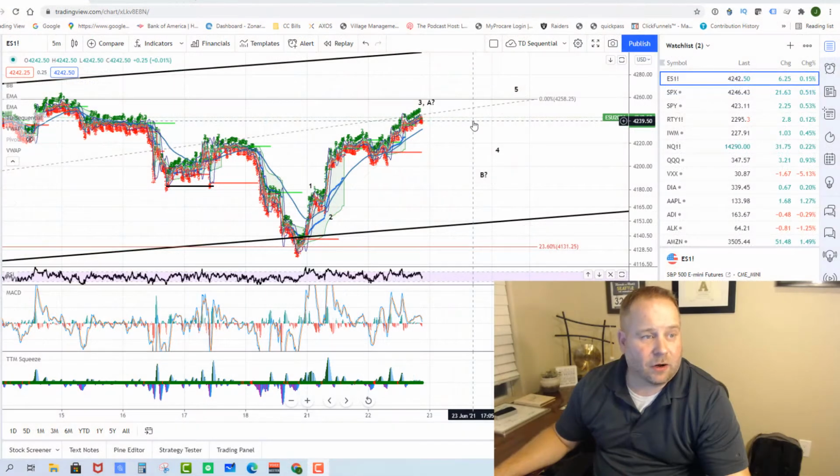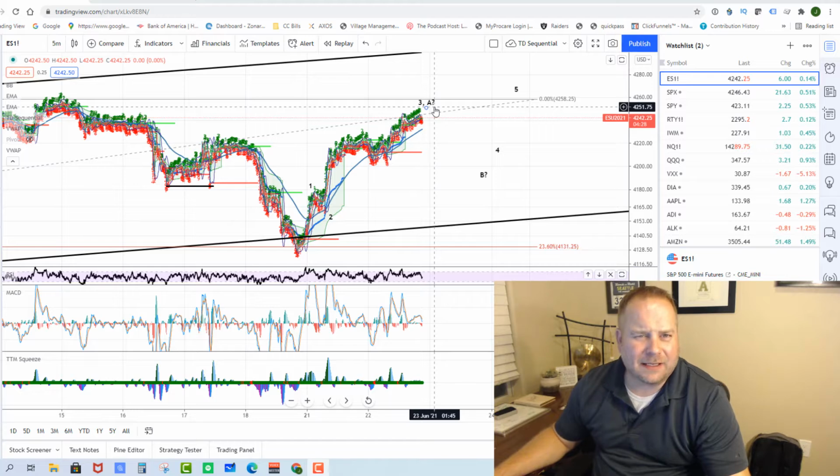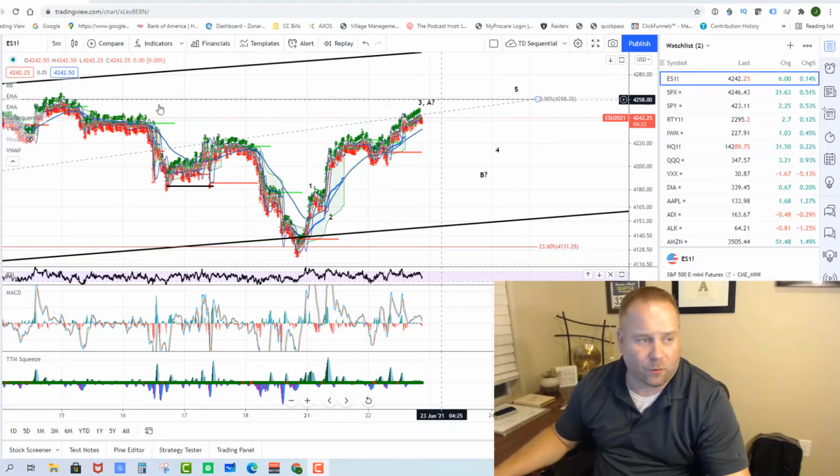Okay, guys, so here we are on the 5-minute futures chart. This is the ES chart, okay? And you can see I've drawn in the 1, 2, and 3 here for wave 3 and wave A. And the reason I came up with the resistance zone I did today is Fibonacci numbers and Elliott Wave. So let's look at how that works.